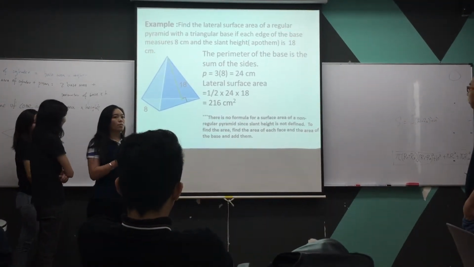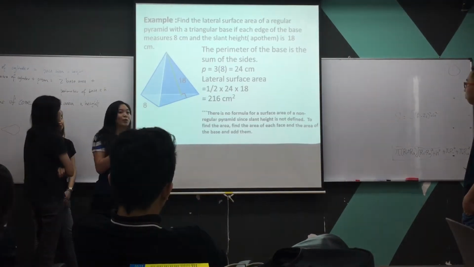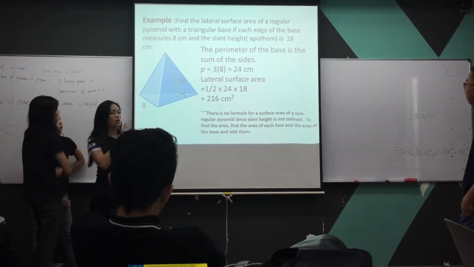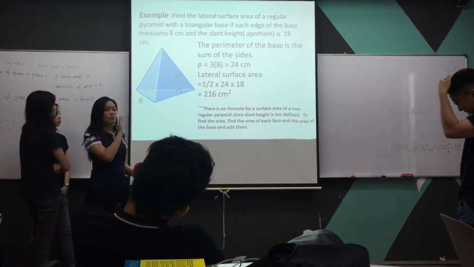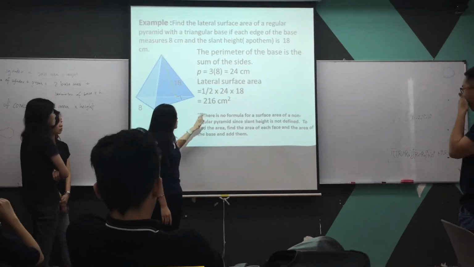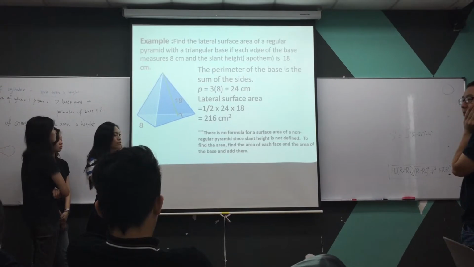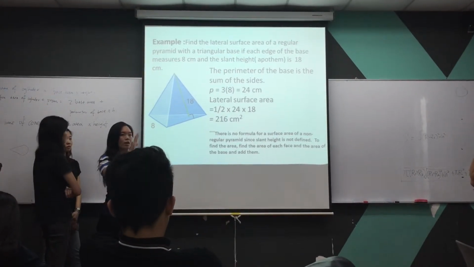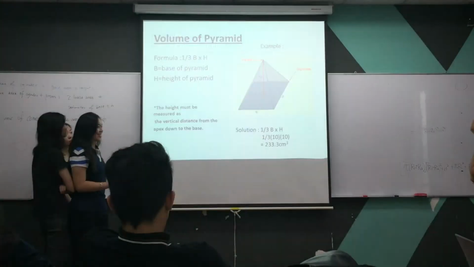However, for an irregular pyramid, the base is not regular, so the lateral faces are not equal. So the apothem will differ for every lateral face. There is no formula for the surface area of a non-regular pyramid. So if you want to find the area, we have to find the area of every lateral face and then add the base area.